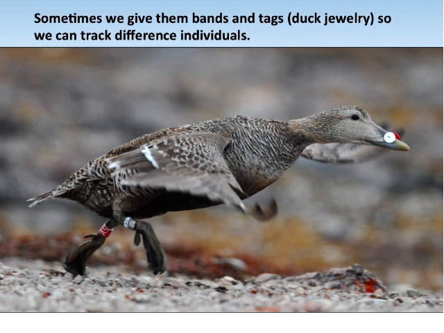One of the things that we do is work with hunters, but we also want to study the eiders as they are nesting. We catch the eiders in nets, and then we give them bands and nasal tags to track the individuals. We call this duck jewelry. This particular duck has on her nose one white circle on one side and one red circle on the other side. That's her combination, and we catch her in the spring and put that combination on.